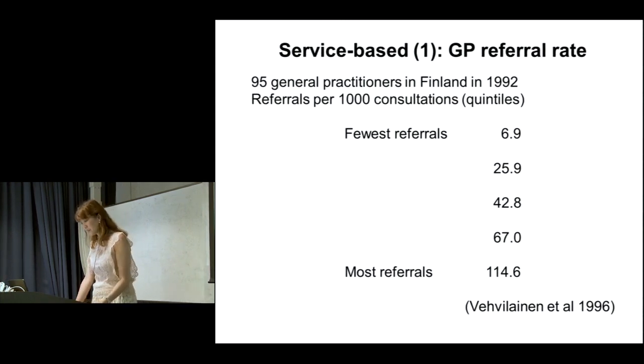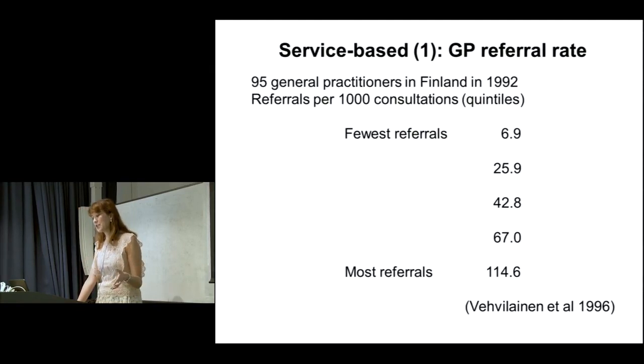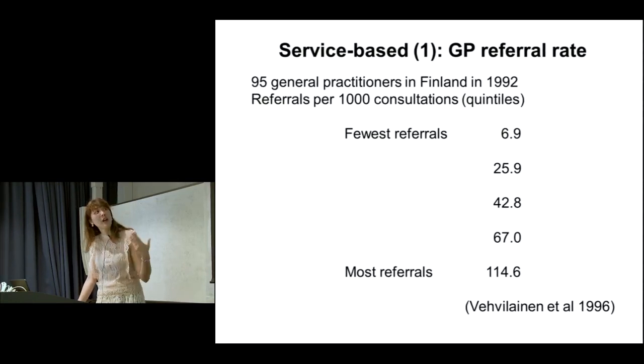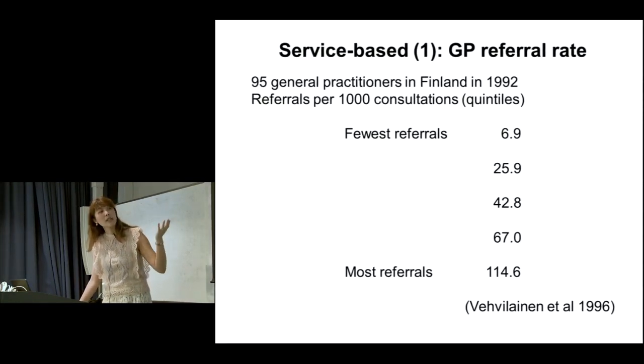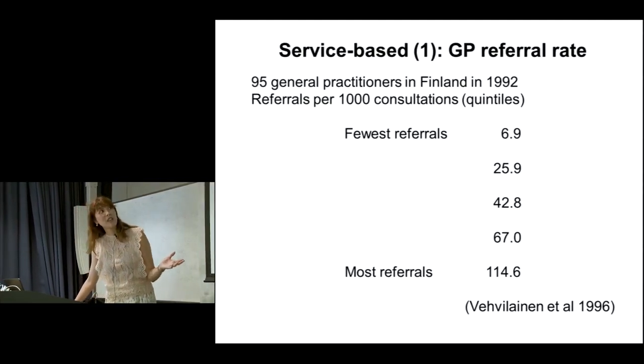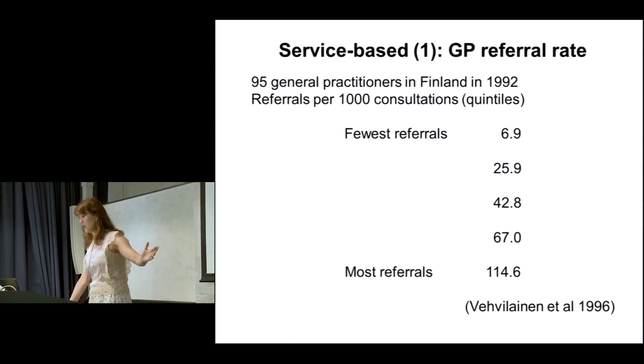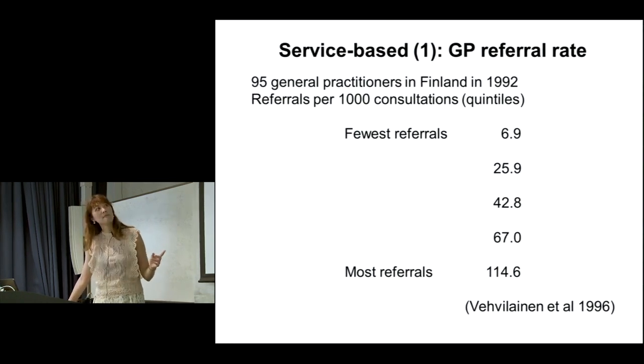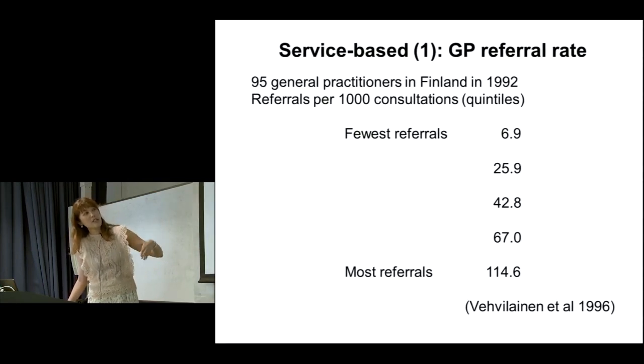measure of use. So you look at the different general practitioners from Finland, and we're looking at how many are referred to a service per consultation. And out of 1,000 consultations, some GPs make very few referrals to secondary care, and some make way more. This is about a 15-fold variation there. Why is that? These are general practitioners, all in just one country.